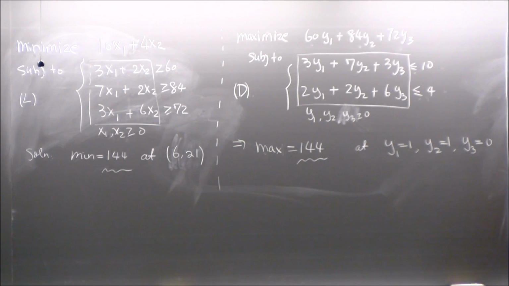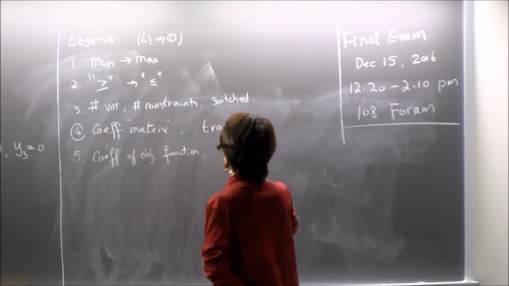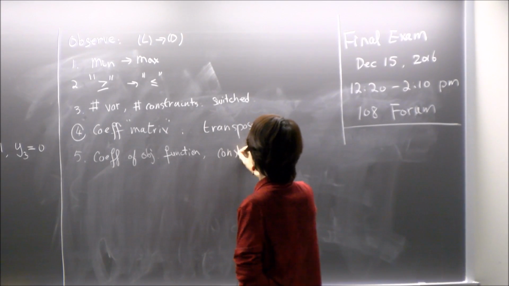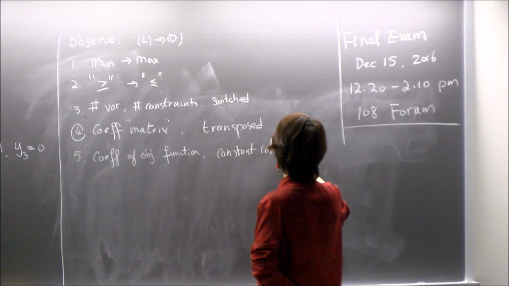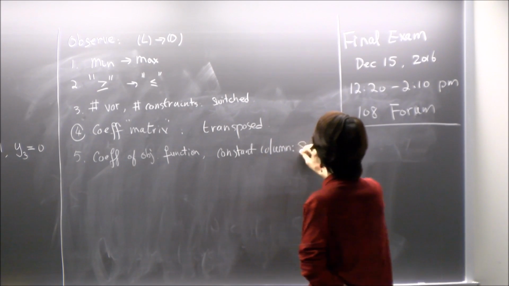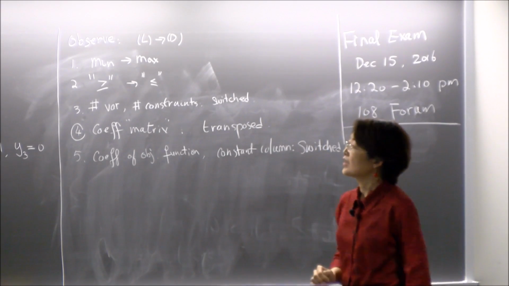So let's see, the coefficient of the objective function and the constant column in the constraint. Again, these are switched. All right.